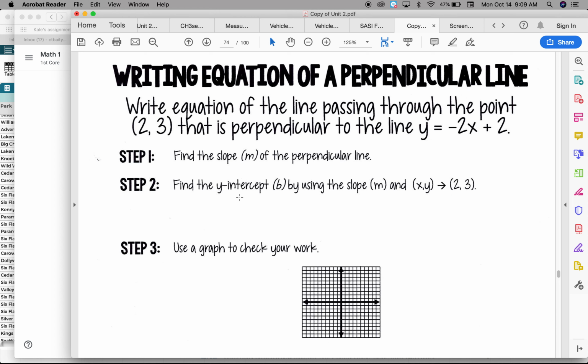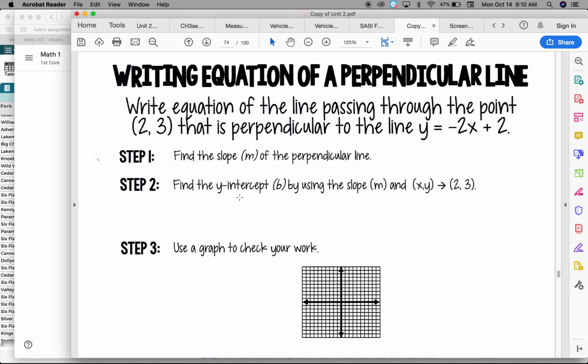When two lines are parallel, they have the same slope. When they are perpendicular, they have the opposite inverse slope. So -2, if we're going to flip that and change the sign, that's going to change our slope to 1/2. So now that we have the slope of 1/2, we're going to plug in the point 2, 3, and we'll be able to find the y-intercept.